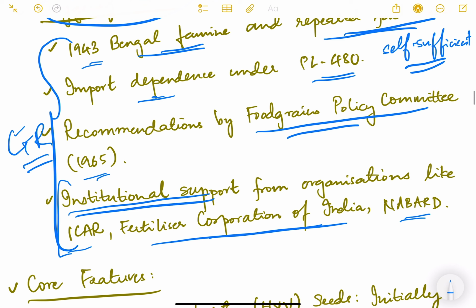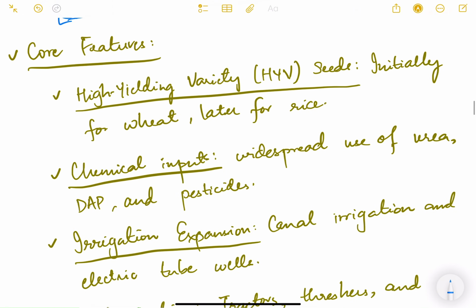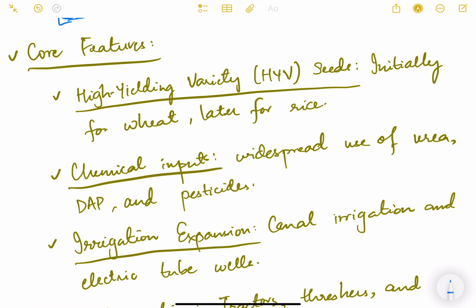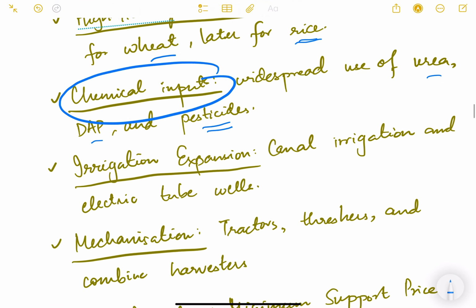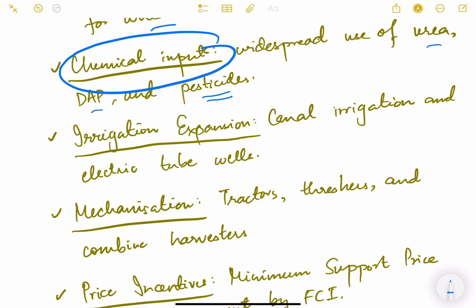Now we have to bring about a change in our Indian agriculture. Now, what were the core features of these changes? High yielding variety seeds, right? So previously there were traditional seeds. Now we adopted HYV seeds, hybrid seeds, initially for wheat and later for rice also. Chemical inputs were also given, like fertilizers, urea, DAP, pesticides were used, which again increased the productivity.